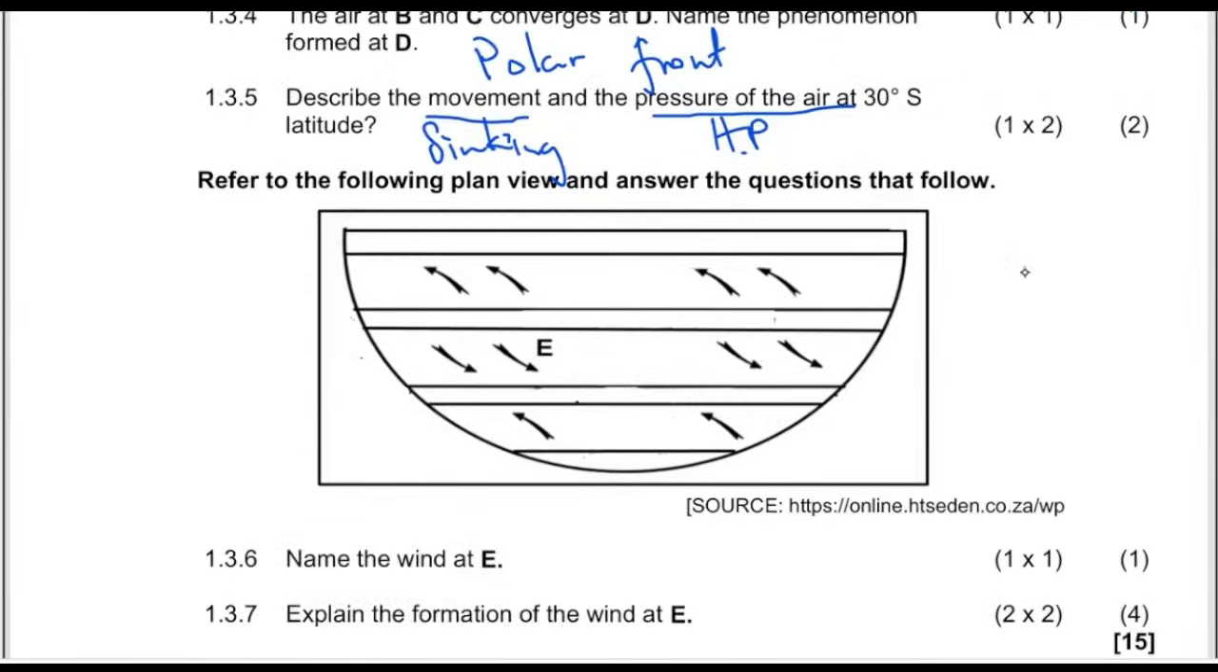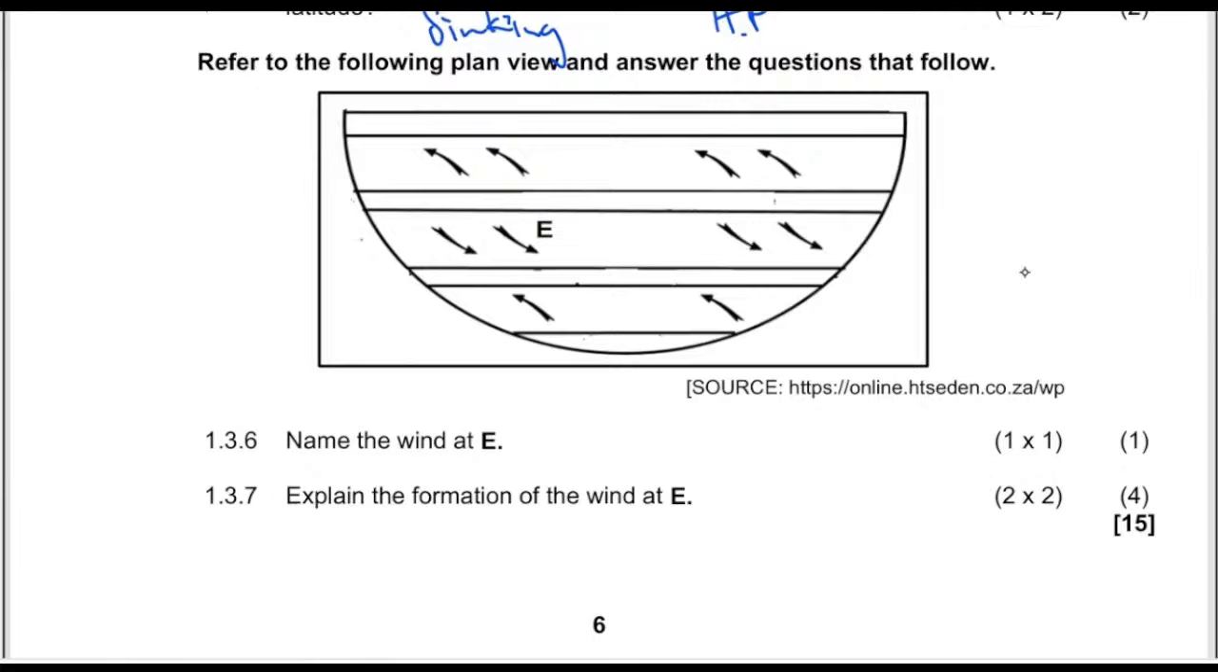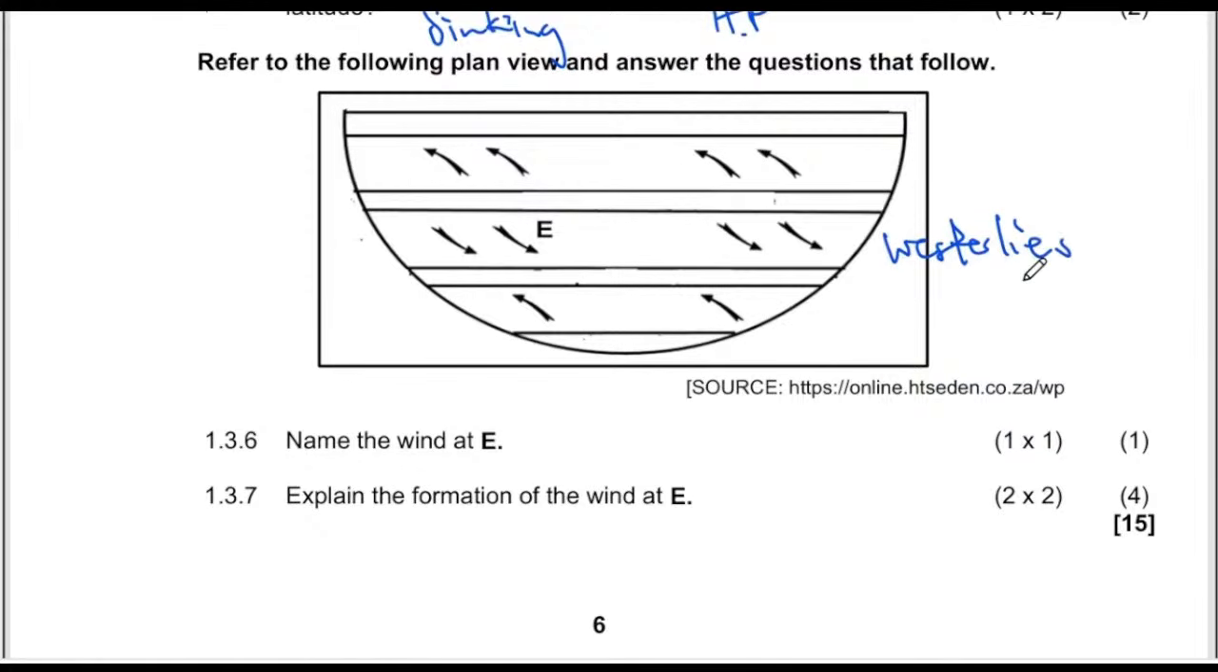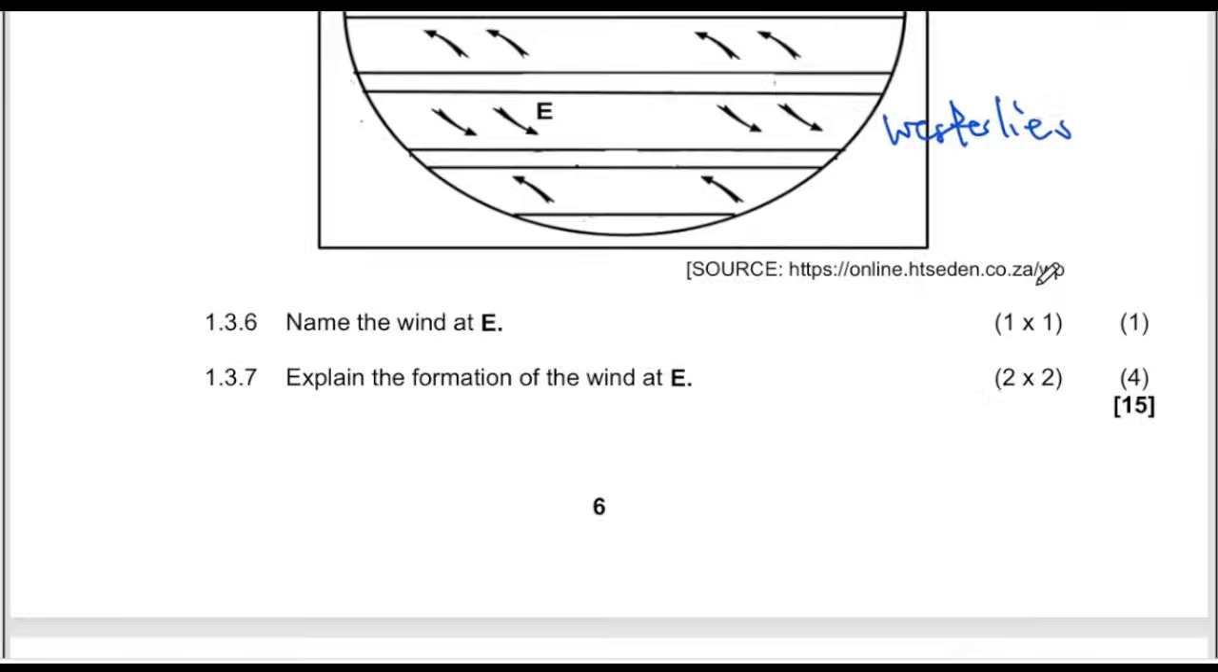Right, that was question 1.3.5. Let's refer to the following plan view and answer the questions. Name the wind at E. I think we have talked about that. E is a belt of westerlies. And explain the formation of the wind at E. Why do we have westerlies?